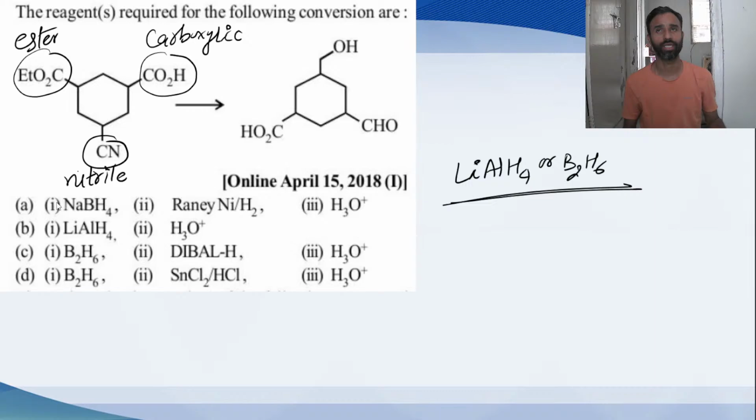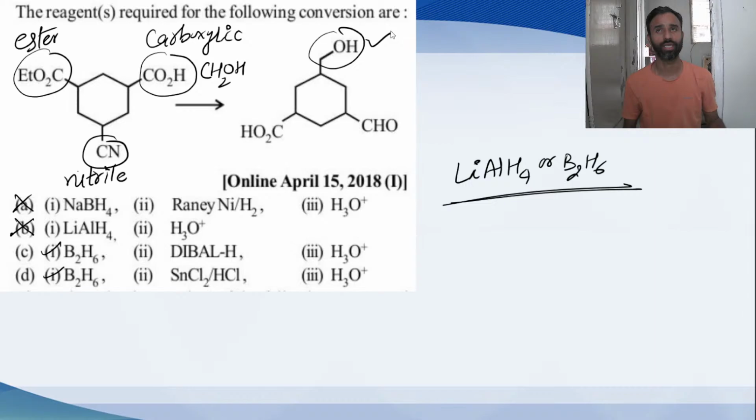So out of C and D, sodium borohydride cannot be used. That cannot reduce anyone. Lithium aluminum hydride here can be used, but here we cannot use it. Reason being, here CN should be reduced to CHO. Not possible with lithium aluminum hydride. So B2H6 can be used. So first option is B2H6, because B2H6 will reduce COOH to CH2OH. So this will be okay.